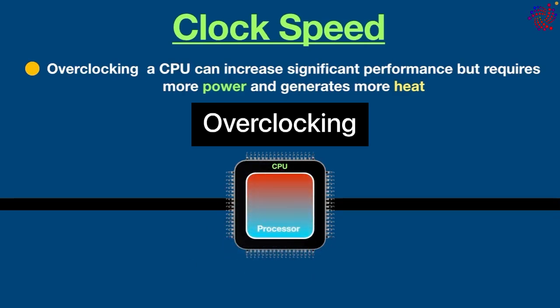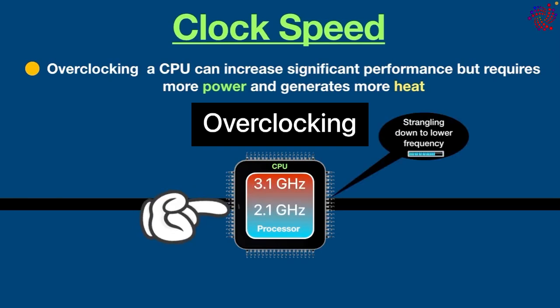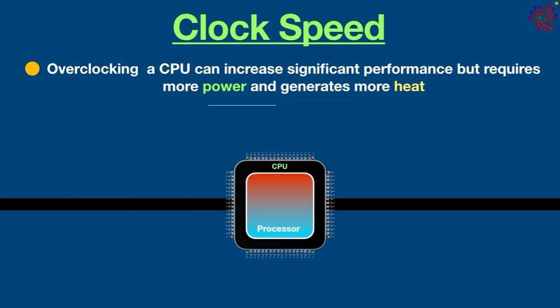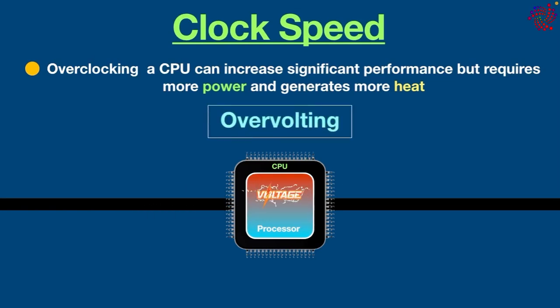So in order to keep the processor from overheating, it will throttle down to a lower frequency when it gets too hot. And sometimes overclocking may also lead to overvolting. It happens when you raise the voltage given to the chip in order to increase the clock speed.